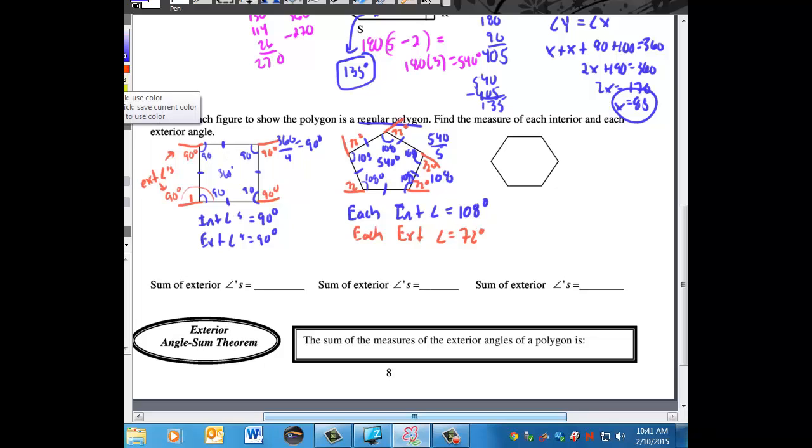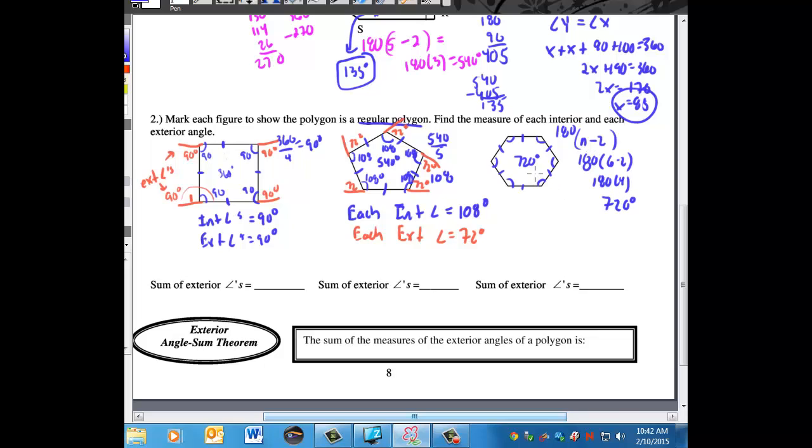Alright, then last, but certainly not least, are hexagons. So all sides, all angles are congruent. And in a regular hexagon, we have a total of 720 degrees. How did I get that? Well, we use our formula. It's 180 times n minus 2. So 180 times 6 minus 2, 180 times 4, 720 degrees total.